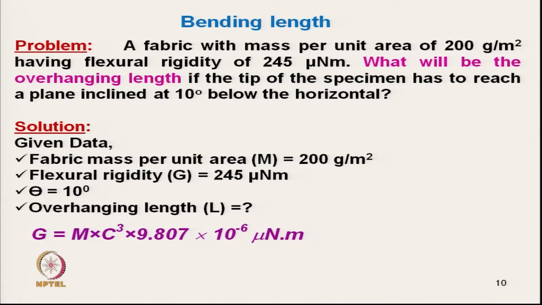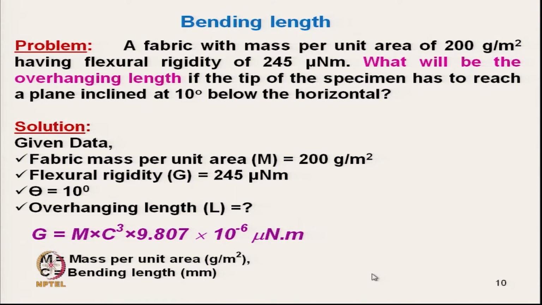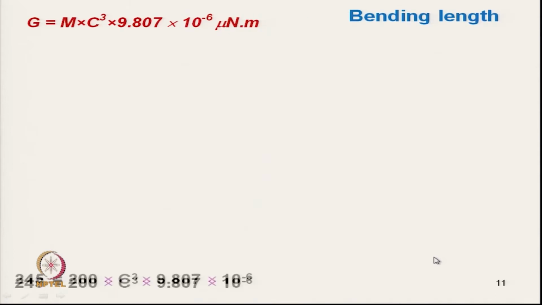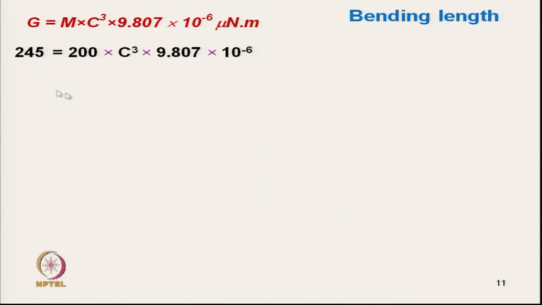So, we know this formula: G equals m C cubed multiplied by 9.807 multiplied by 10 to the power minus 6 micronewton meter. That is the flexural rigidity. Here m is mass per unit area in gram per square meter, and C is the bending length. So, first we have to calculate the bending length C.